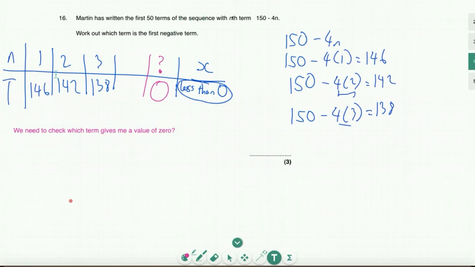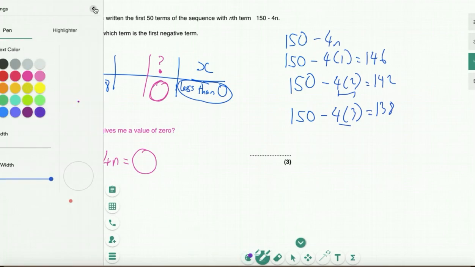Now, how do we check if a number is in a sequence? Well, we set the nth term equal to the number we're checking. So we're checking for 0. We're trying to find out which term gives us 0. And let's go ahead and solve it slowly. So let's solve for n now.